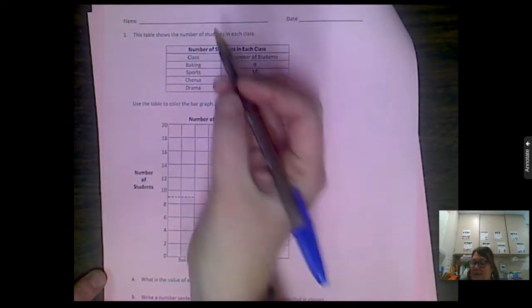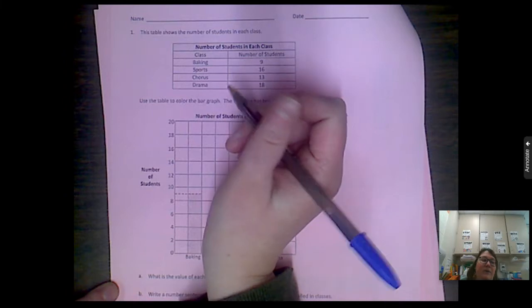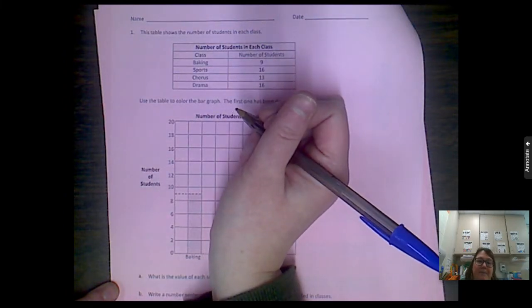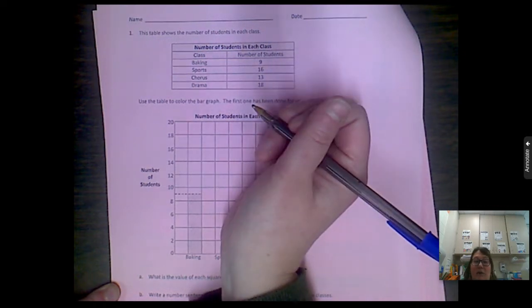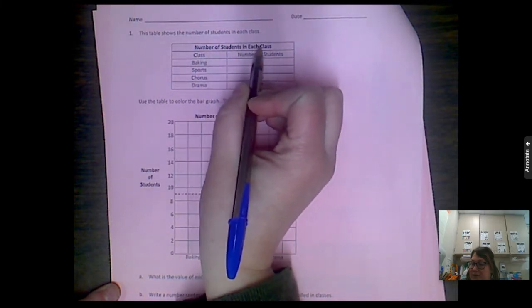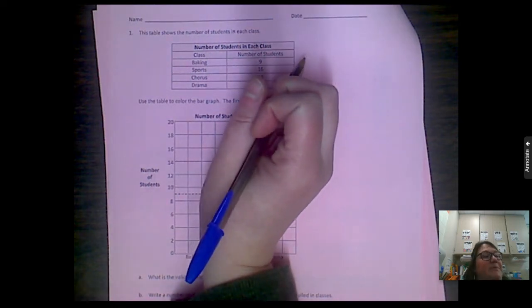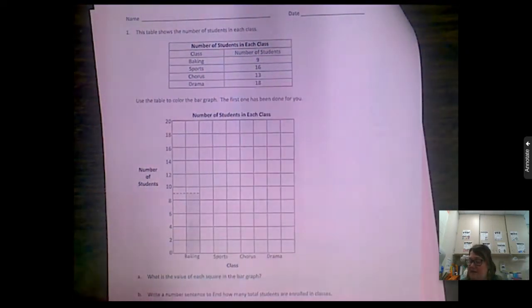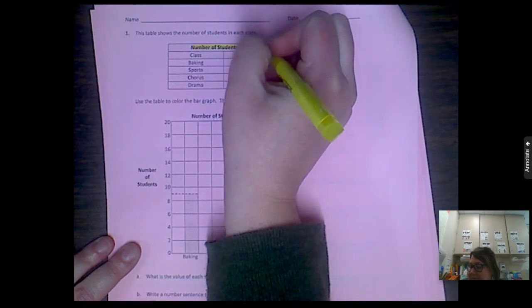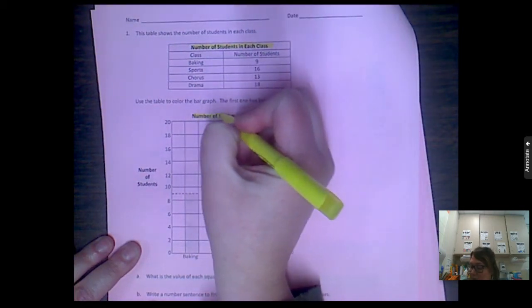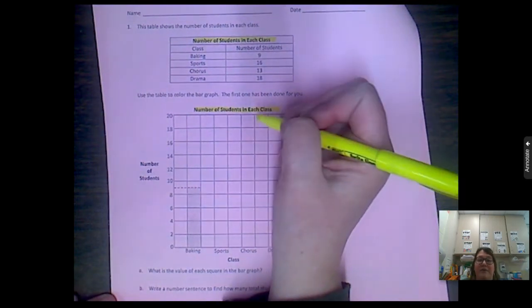All right, so number 1 says this table shows the number of students in each class, and we can see that there, right? When we work on graphs, any kind of graph, it's important that we pay attention to the title because the title tells us what we're actually looking at in our graph. So it's the number of students in each class. I don't have a highlighter right in front of me, but yes, I do. Do you have a highlighter too? If you have a highlighter, you can highlight the title of the graph or you can just circle it because it's important. It tells us what we're actually graphing. So the title, what we're actually graphing on our bar graph, is the number of students in each class.